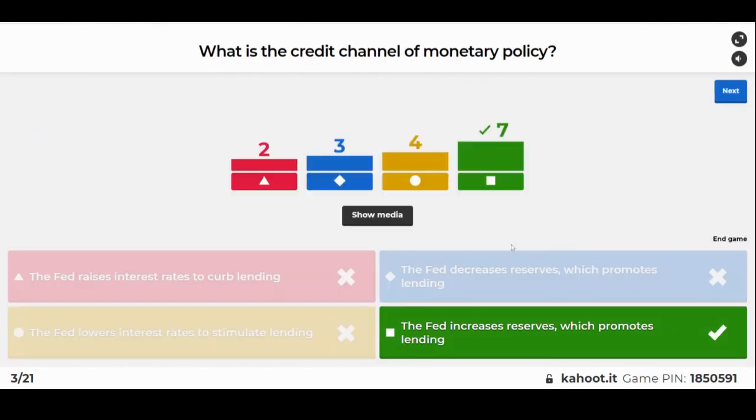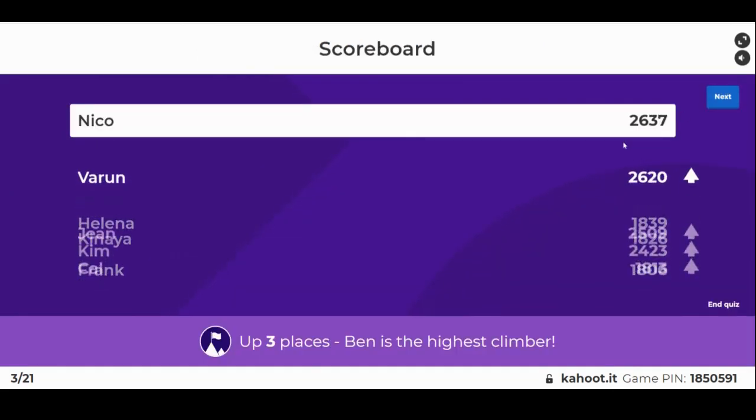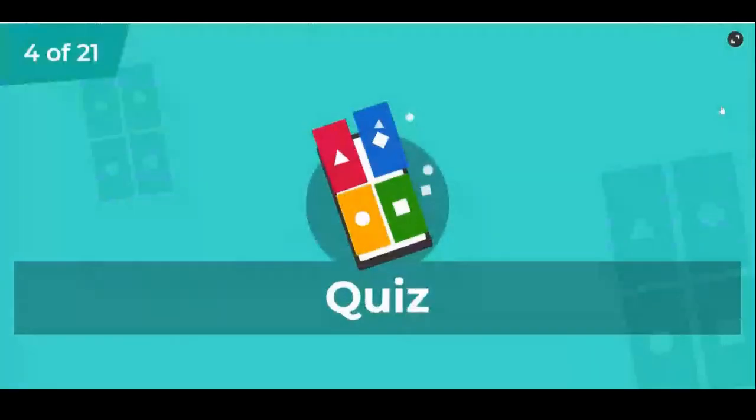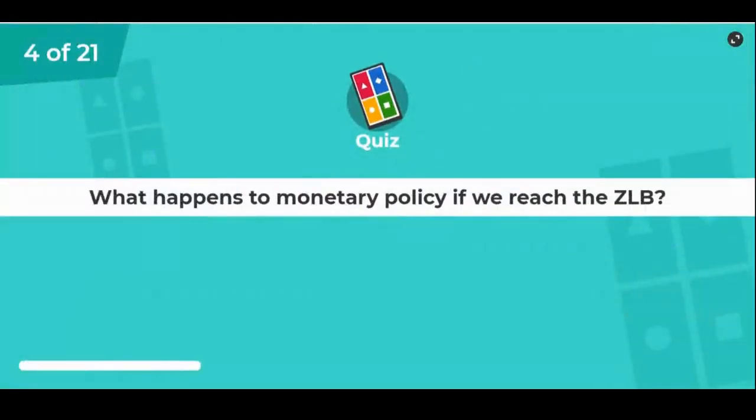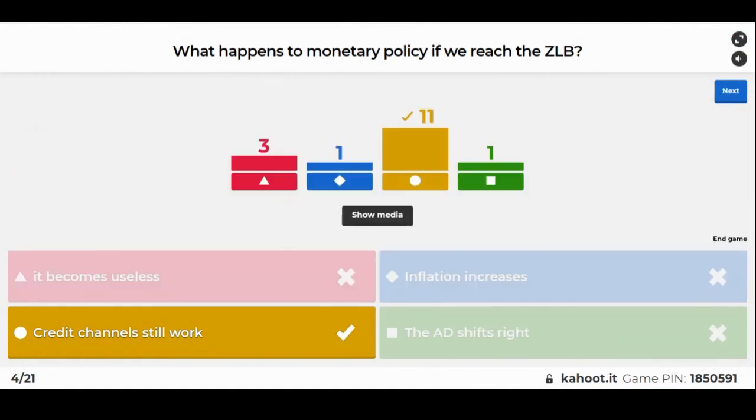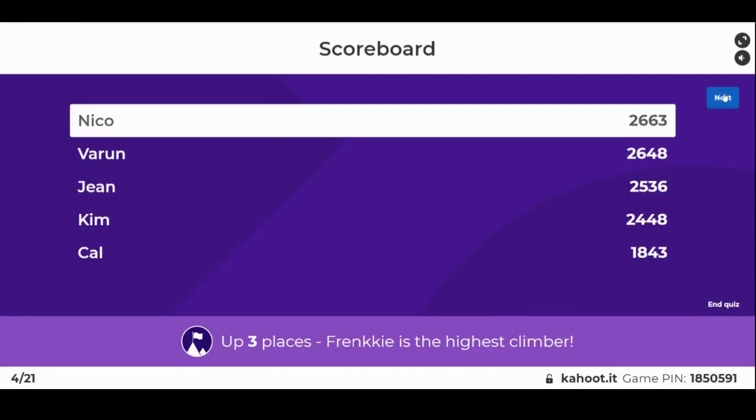Very good. It's about the supply of loans, not about the price, the availability of loans. What happens to monetary policy if we reach the zero lower bound? Does it become useless? Credit channels still work, that's right.